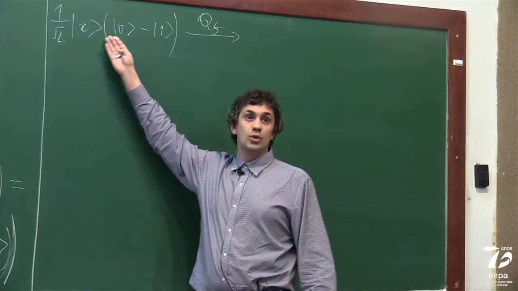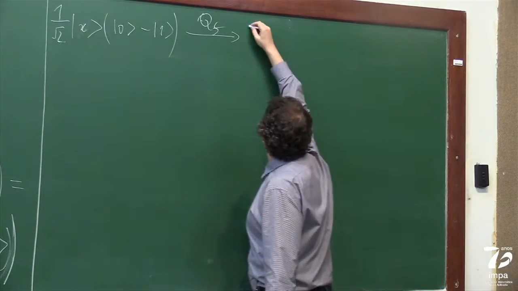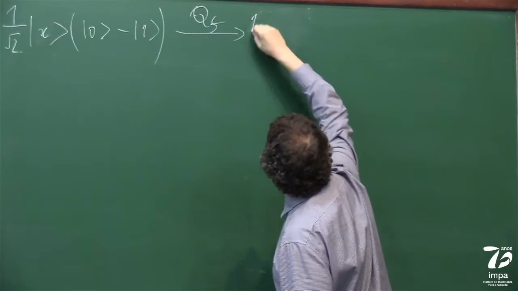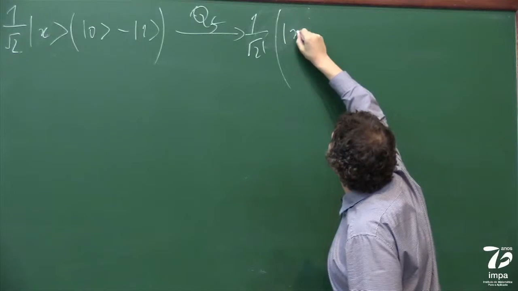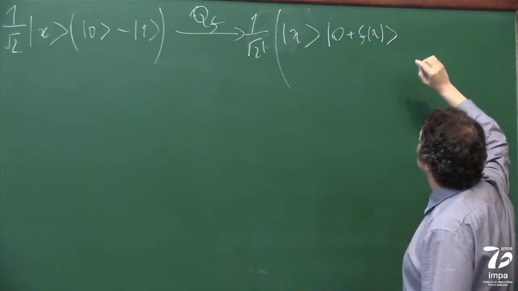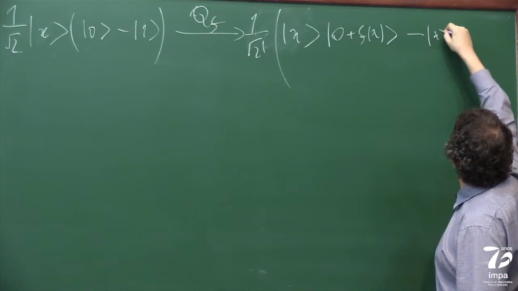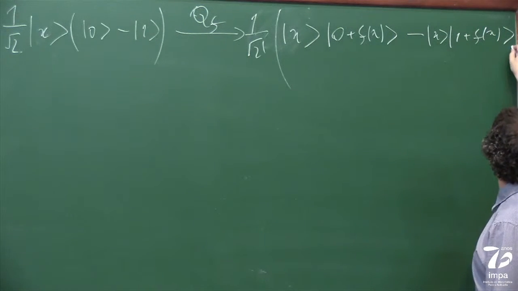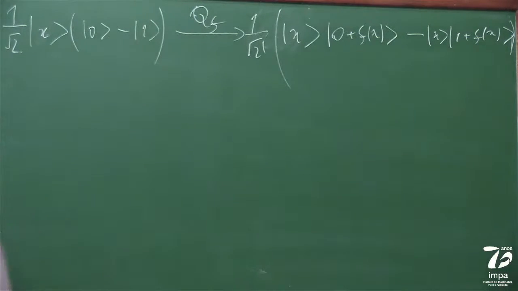So let us see where it will go. The first term will go to x, and there is a reason why I forgot the 1 over square root of 2. X, and here will be 0 plus f of x, and here will be minus x, 1 plus f of x. What is QF? This is the gate which implements the following change of the basis, the following permutation in the basis. So this is our quantum oracle. This is how we encode function f in quantum computing.